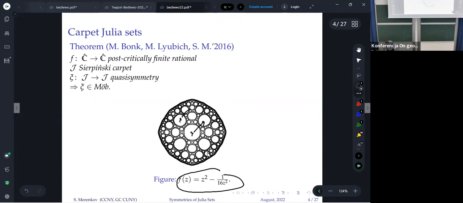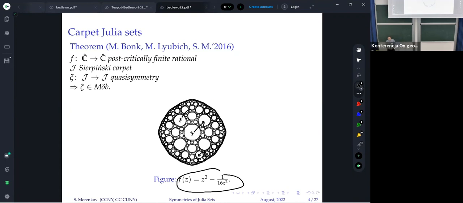Let's say here, here, and I don't know, here. And you can find such a homeomorphism that does it. But you cannot necessarily find a quasisymmetric homeomorphism that does it.